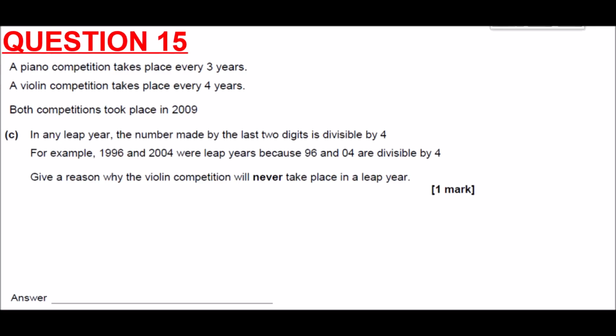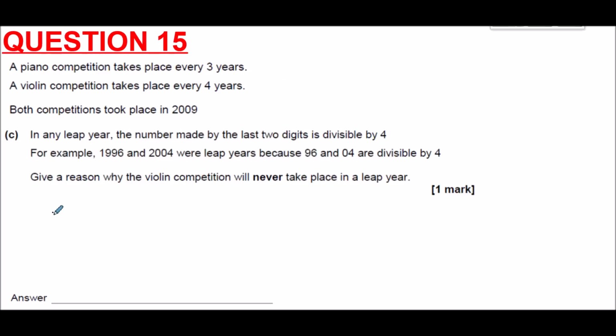In part C, we're told in any leap year, if a number made by the last 2 digits is divisible by 4. So for example, 1996 and 2004 were leap years because 96 and 04 are both divisible by 4. Give a reason why the violin competition will never take place in a leap year.